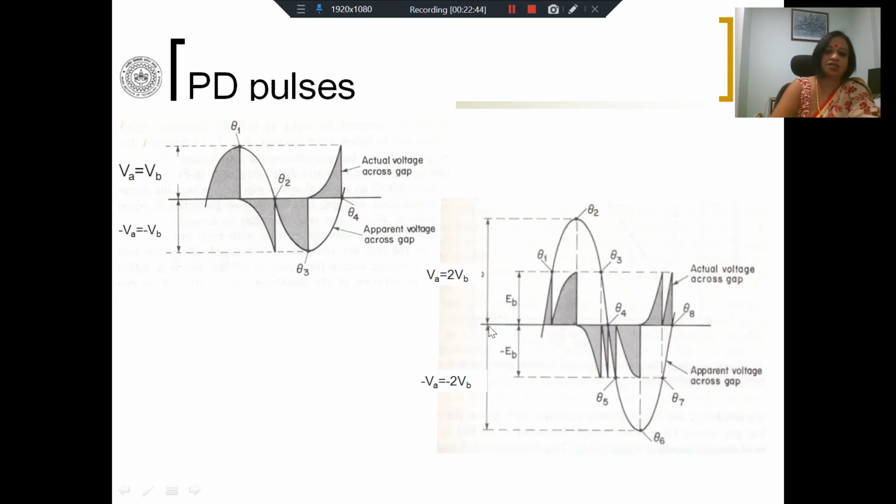Now, if you consider these two plots, in this case, VA is equal to VB. That means the voltage that appears across the void due to the supply is twice the breakdown voltage of the gap, and you have 4 pulses. Here I have increased the sample voltage so that the voltage that appears across the gap is twice the breakdown voltage necessary for the gap to discharge. And in this case, you have 8 pulses.